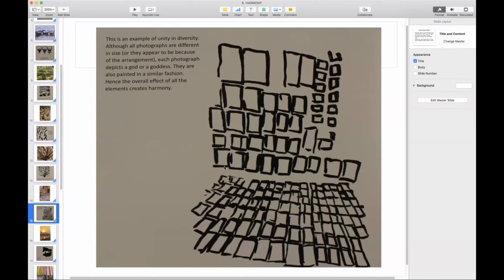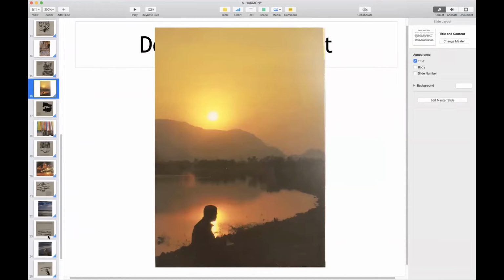This is an example of unity in diversity. Although all photographs are different in size, or they appear to be because of the arrangement, each photograph depicts a god or goddess. They are also painted in a similar fashion. Hence, the overall effect of all the elements create a harmony. This is a different kind of image.